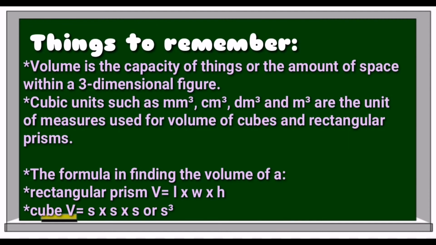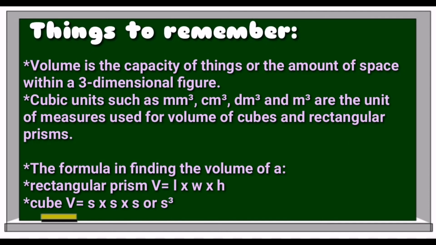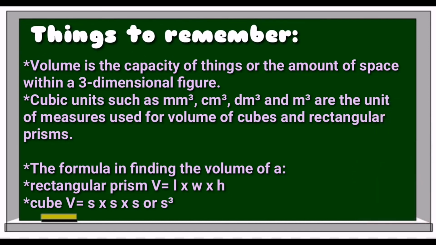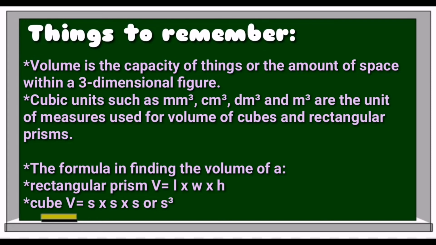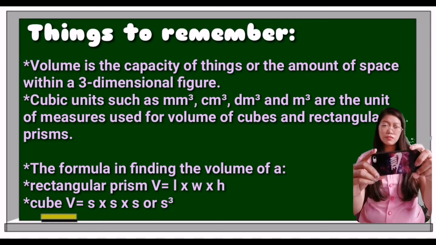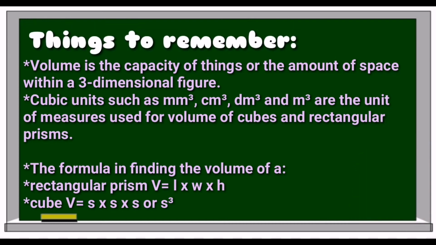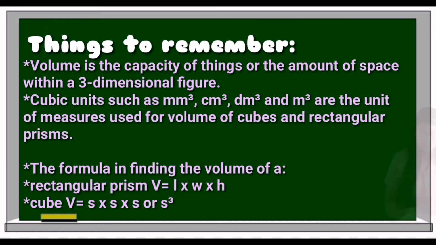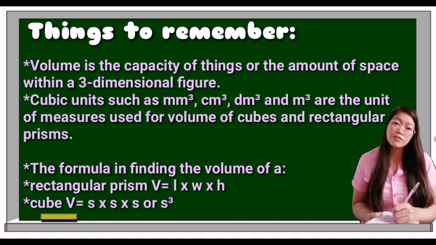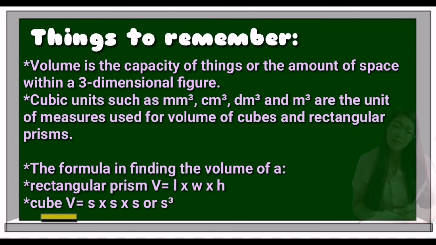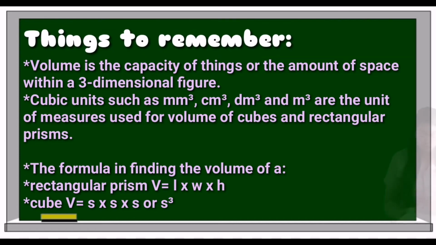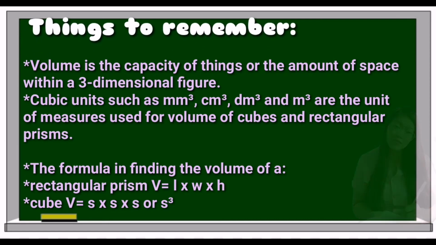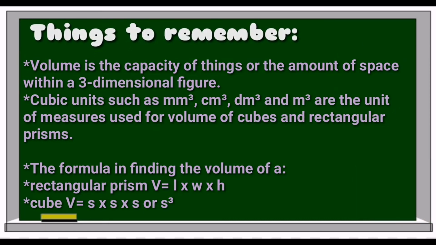We have learned that volume is the capacity of things or the amount of space within a three-dimensional figure. Cubic units such as cubic millimeters, cubic centimeters, cubic decimeters, and cubic meters are the units of measure used for volume of cubes and rectangular prisms. The formula in finding the volume of a rectangular prism is V equals L times W times H, or volume equals length times width times height. For cube, V equals S times S times S, or S cubed, or volume equals side times side times side.